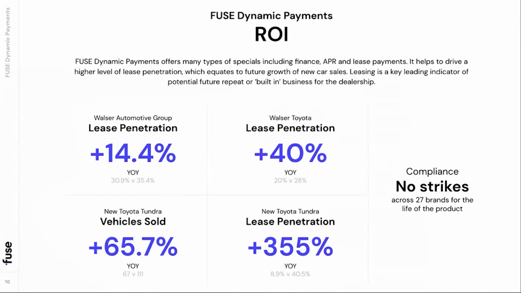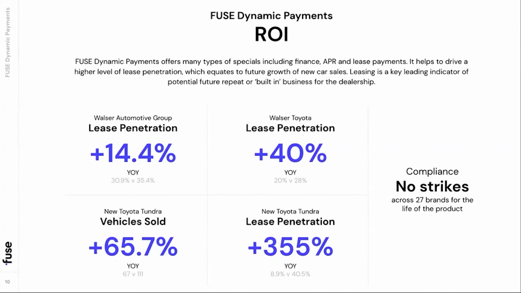And you can see that over a 12-month period, they increased their lease penetration by over 14%. The Toyota store went from 20 to 28% lease penetration by showing these competitive offers every day. To dive a little deeper, the Toyota Tundra, Walser doubled their sales of Tundras by having competitive specials and offers that customers can take advantage of posted every day on their specials pages and on their online advertising.